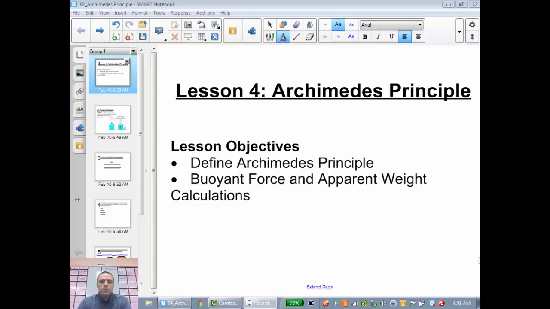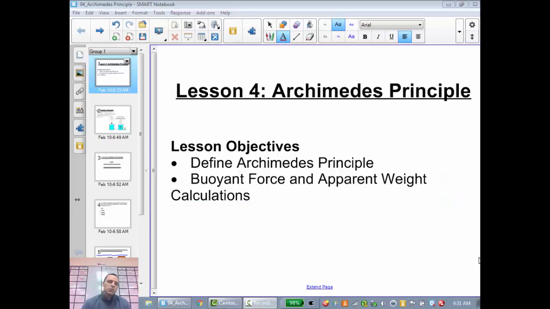Hi everyone, welcome to lesson 4 in the fluids chapter. This lesson is on Archimedes' Principle. In this lesson, we are going to define what Archimedes' Principle is, and then we're going to apply and use Archimedes' Principle to calculate the buoyant force and the apparent weight of objects that are in fluids.